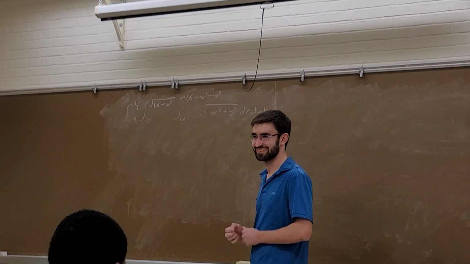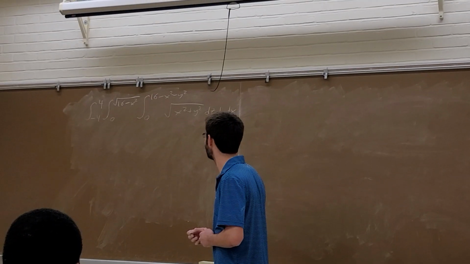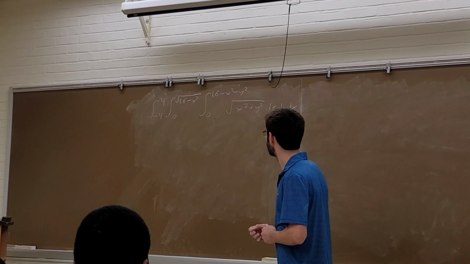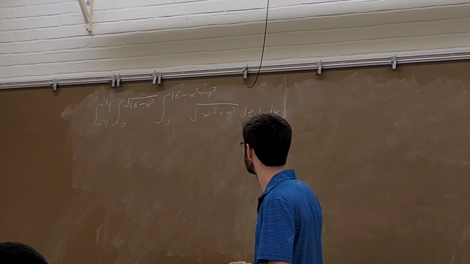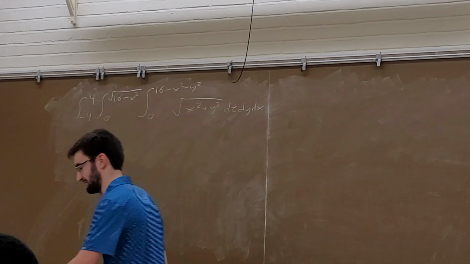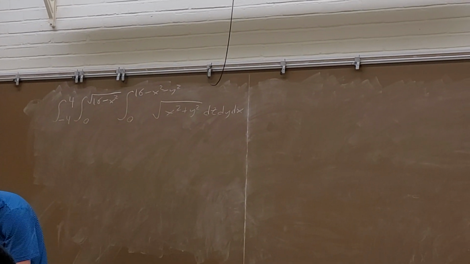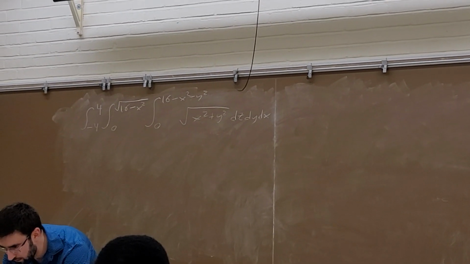Polar coordinates. It could be spherical coordinates as well. It's just a sphere. Or would it be square root of 16 minus? No, let's do cylindrical. That'll be easier because we don't have to change the. Nobody wants to use phi. Yeah, cylindrical would be way easier for this problem, because it's x squared plus y squared.